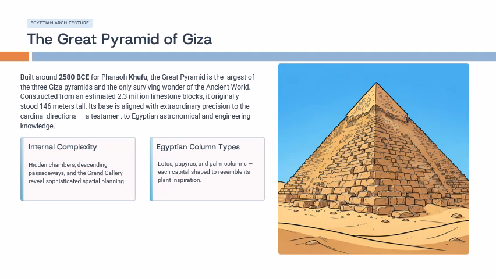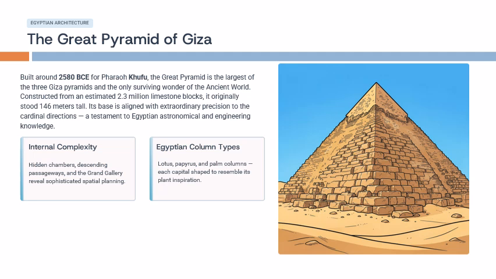Next, one example of Egyptian architecture is the Great Pyramid of Giza. It was built around 2580 BCE for the Pharaoh Khufu. The Great Pyramid is the largest of the three Giza pyramids and the only surviving wonder of the ancient world. It was constructed from an estimated 2.3 million limestone blocks. It originally stood 146 meters tall, and its base is aligned with extraordinary precision to the cardinal directions.